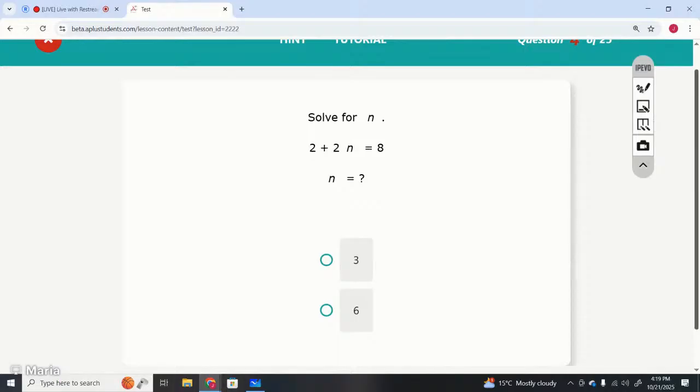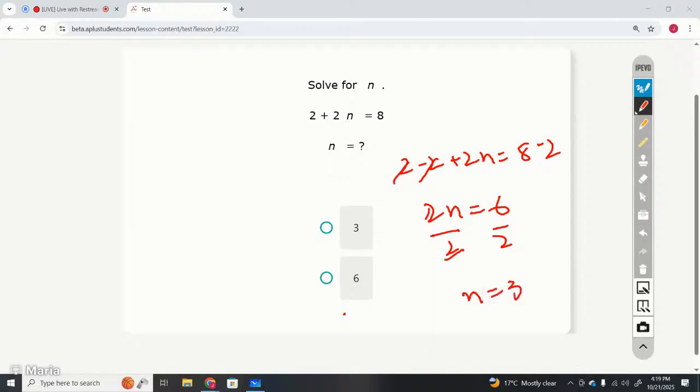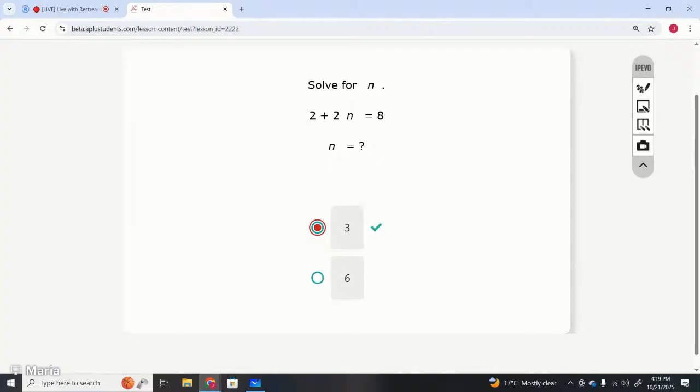Solve for n. 2 plus 2n equals 8. So subtract 2 both sides. 2n equals 6. Divide both sides by 2. So that is n equals 3. Option number 1 is the correct option.